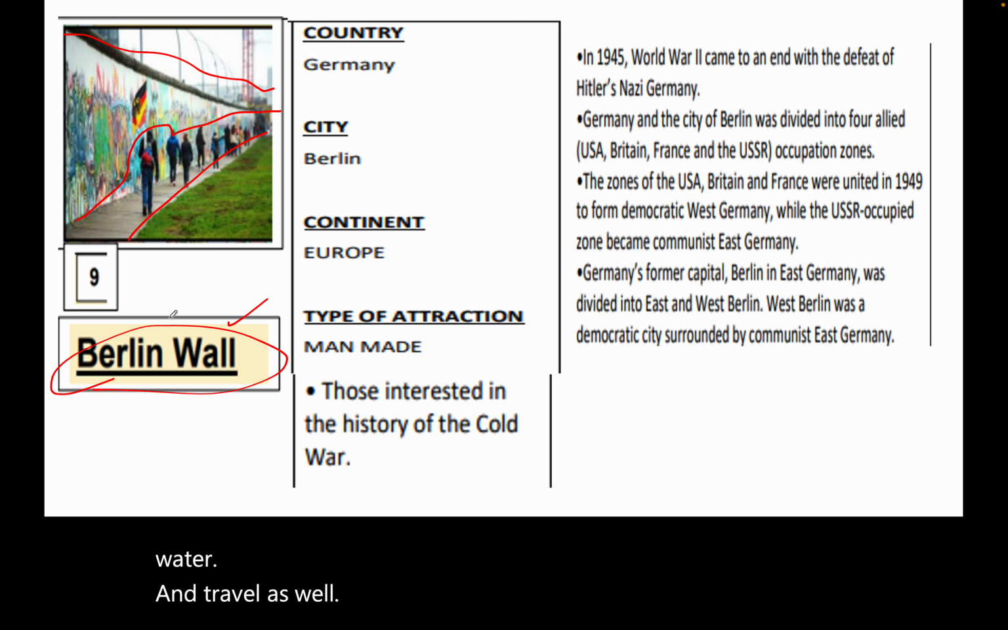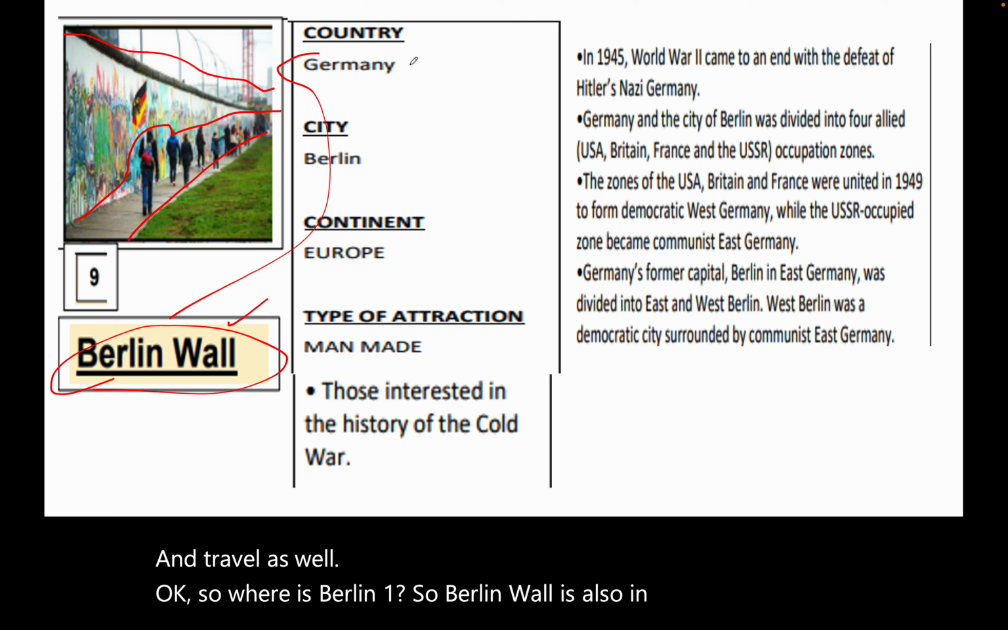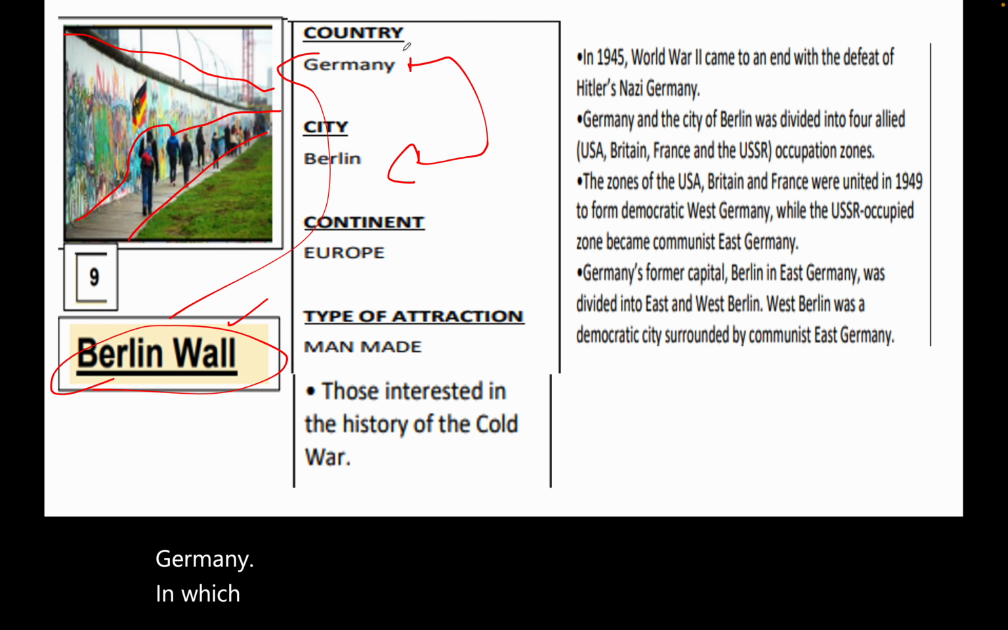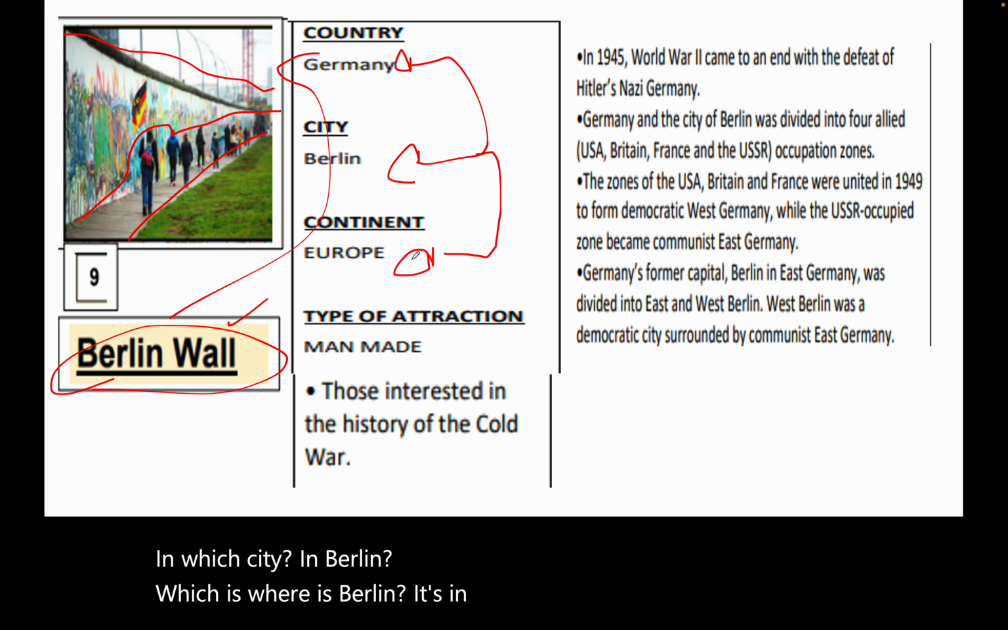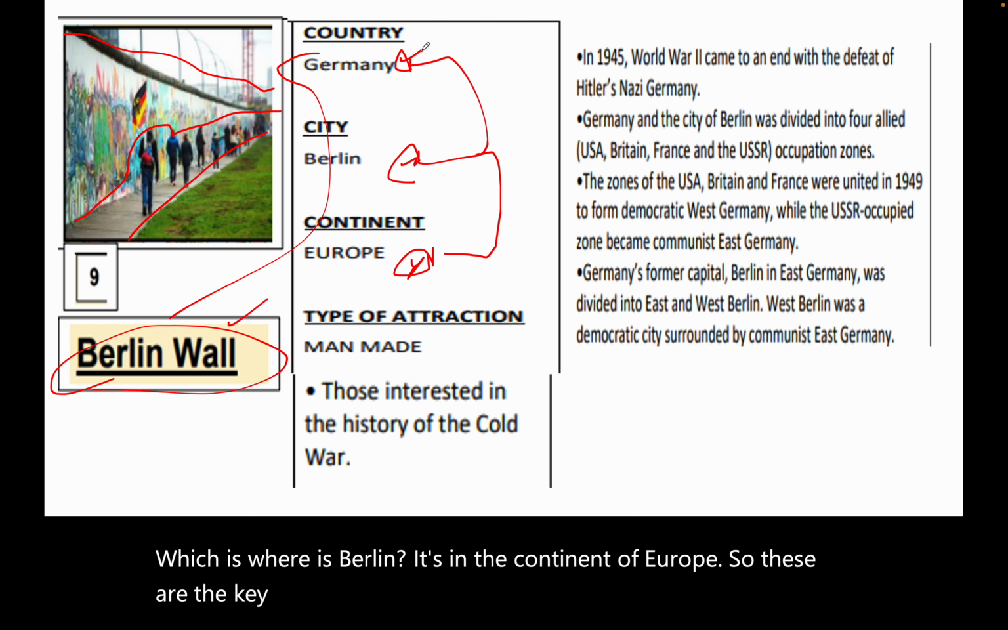So where is the Berlin Wall? The Berlin Wall is in a country called Germany. In which city? In Berlin. Where is Berlin? It's in the continent of Europe. So these are the key things that are asked most of the time if the icon is asked on the paper.